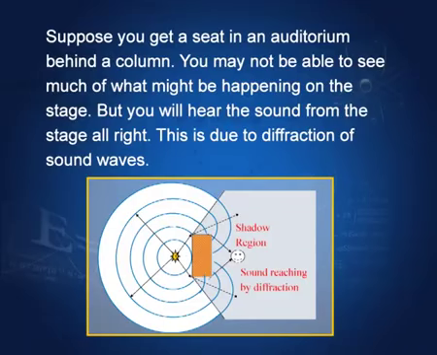Suppose you are in a hall, there is, say, a music concert going on, and unfortunately you get a seat behind a column or a pillar. So, what would happen? Would you be able to hear? Yes, you will hear the sound, although you will not be able to see what is happening on the stage. So, you will not see, but you will hear what is happening. This is because of the diffraction of sound. The sound bends around these edges and reaches you.